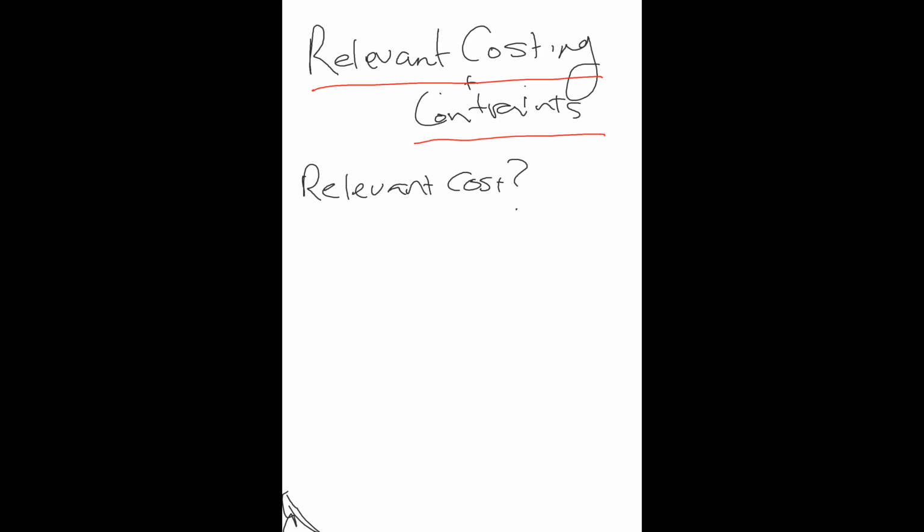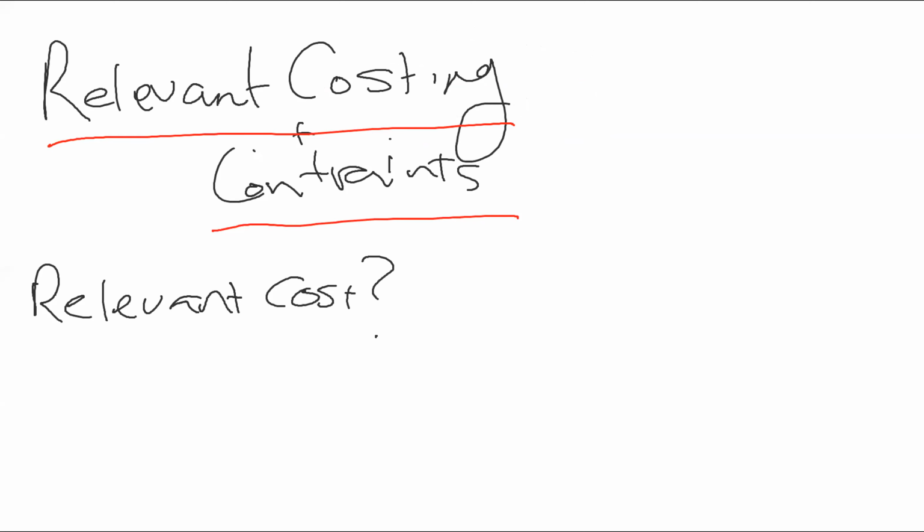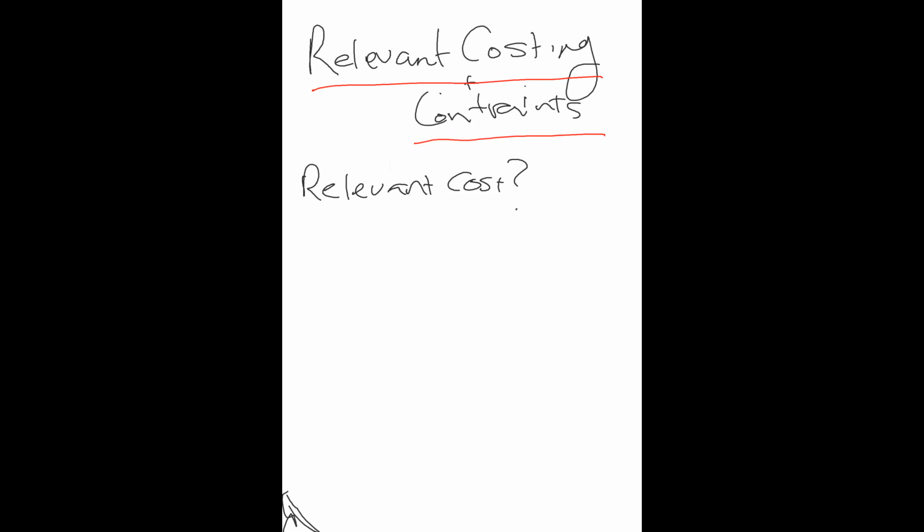A relevant cost, according to this, is those future costs and revenues that will be changed by a decision, right? So if something will not change because of a decision you make, it's not a relevant cost. And a couple of things that I want us to break down with regards to the definition is, one, the word future. So a relevant cost is a future cost and not a current cost.